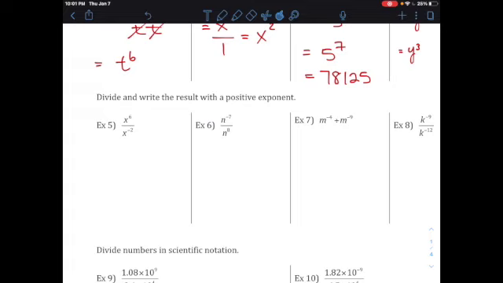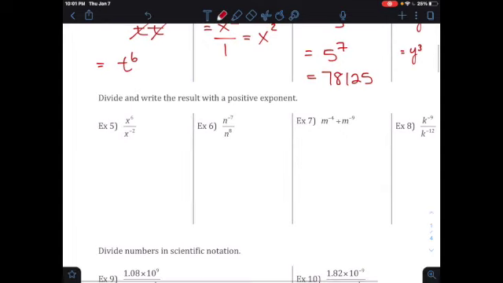Now, example number 5, there's a couple ways you can do it. You can do it the way that I showed you before. Hey, there's a negative exponent on the bottom. I need to move it to the top. The bottom flips to the top, but x to the 6th power, because it's not a negative exponent, stays on top, times x to the 2nd.